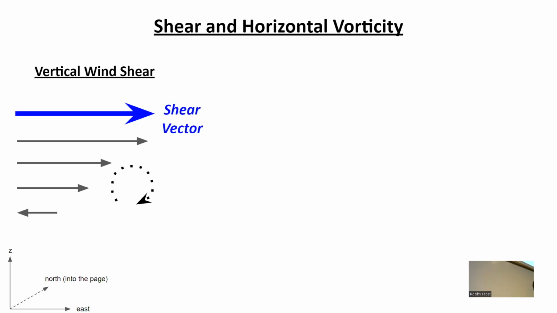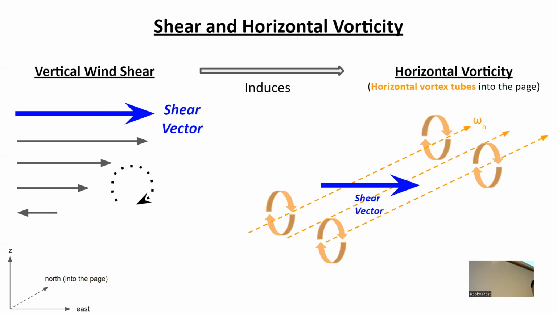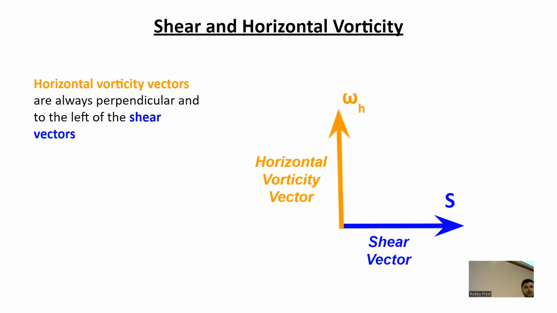Into the page. That's your vorticity vector. That's the relationship between shear and vorticity. So in this case, the vertical wind shear, westerly shear, induces horizontal vorticity into the page. You could think of these as vortex tubes or vortex lines with rotation about their axes, represented by that curling of your fingers. So horizontal vorticity is always going to be perpendicular and to the left of the shear vector, just from that relationship alone.